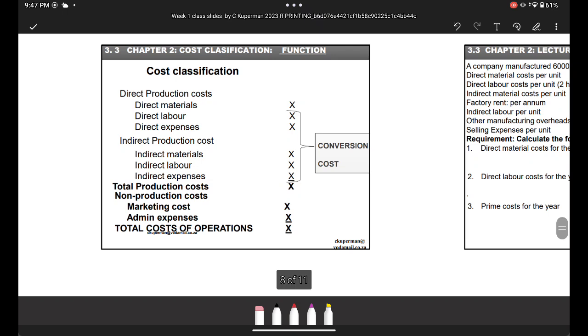Right. So all this now is known as your direct cost, right? All this is your indirect cost. This will give you the total production cost. But now your non-manufacturing cost or your non-production cost is two things, your marketing and your admin, right? Both all together will give you cost of operations. Now what is conversion cost?